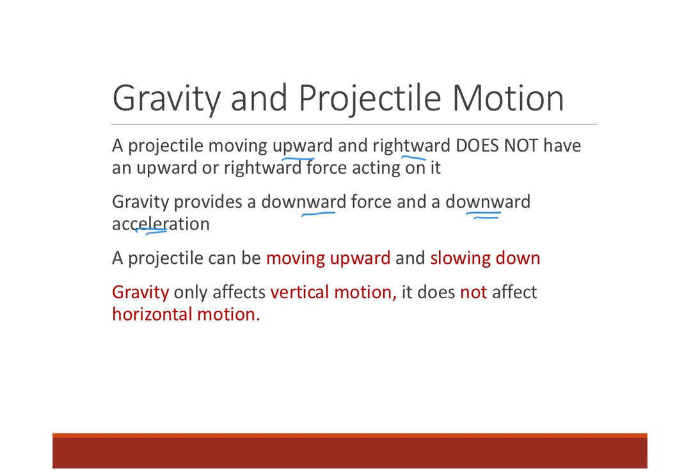But remember, acceleration doesn't tell you the direction of motion of the object. It tells you how the velocity is changing. Is it becoming faster? Is the object speeding up in its motion, or is it becoming slower and slowing down? So a projectile can be moving upward and still be slowing down.